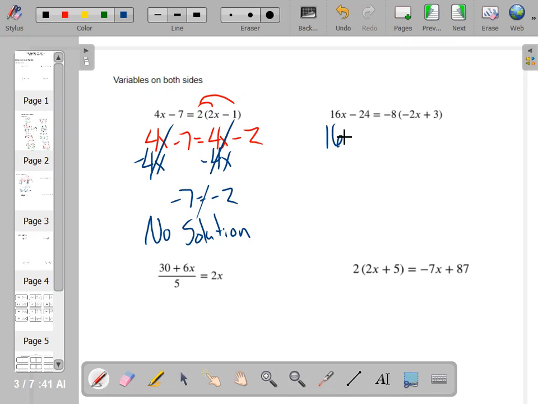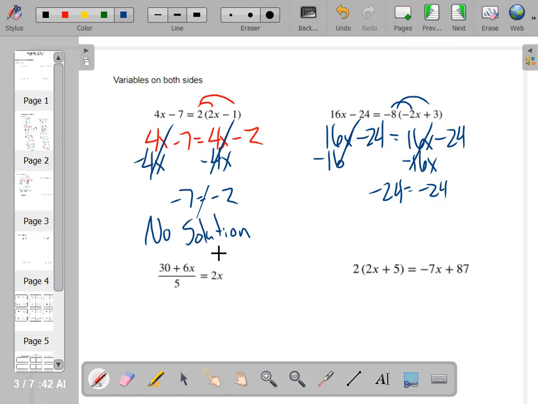Let's try another one. 16x minus 24 equals 16x minus, wait a minute, that's the same thing. So if I keep playing the game here, I get -24 equals -24, which is always true. There's no x's, that's always a true statement. So this one is infinitely many solutions. You might have caught it at the beginning, but the way I know for sure is I have a true statement at the end and there's no variables.